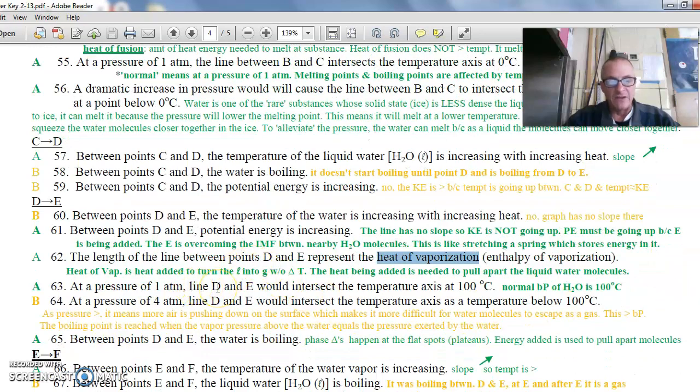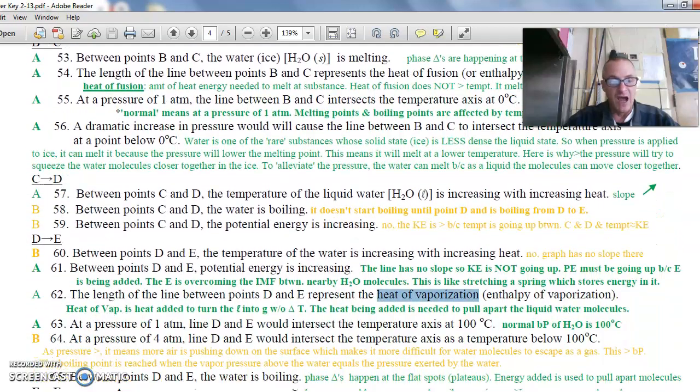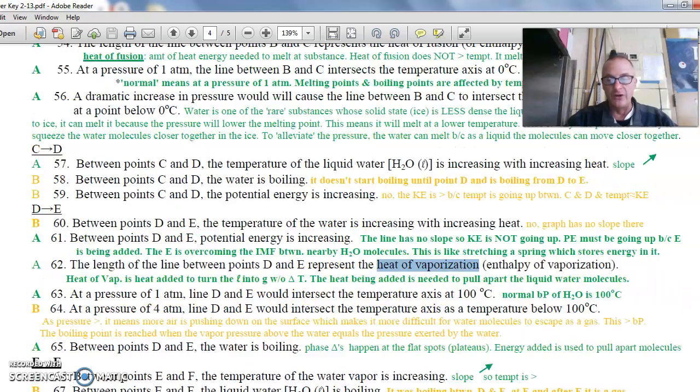At 1 atmosphere, that's the normal pressure. That's what all the temperatures of the phase changes are based upon. It would intersect the graph at 100 Celsius. Well, if we take this line and go straight over to the graph, at 1 atmosphere, it would be 100 Celsius. At other pressures, other than 1 atmosphere, it would change where it intersects the graph, as the next question leads us to conclude. If we increase the pressure to 4 atmospheres, D and E would be below 100.